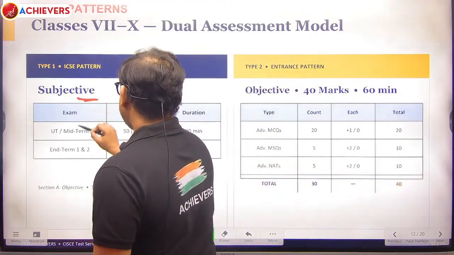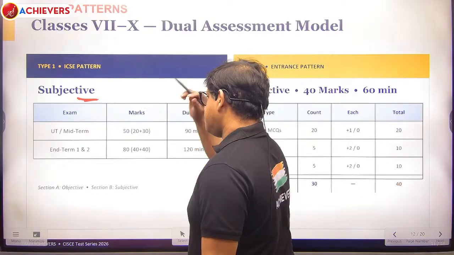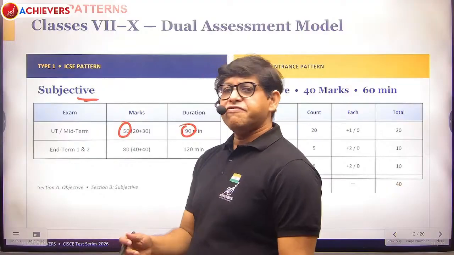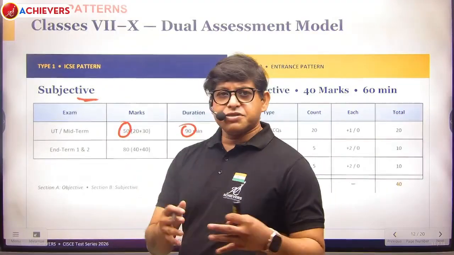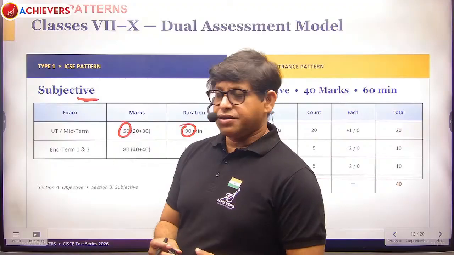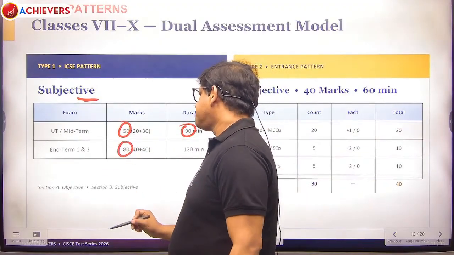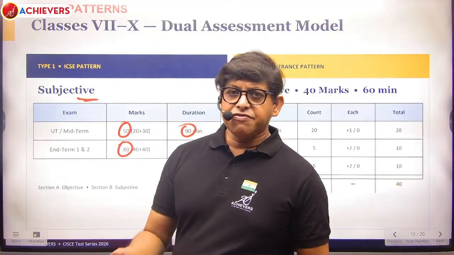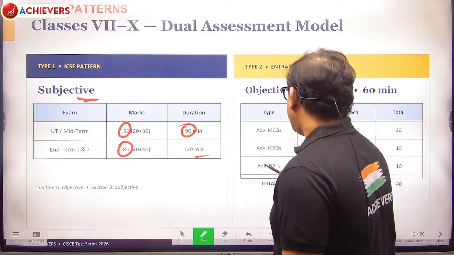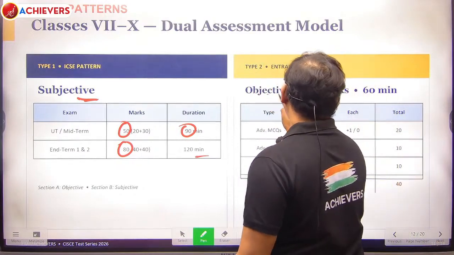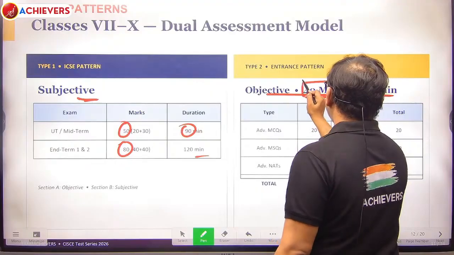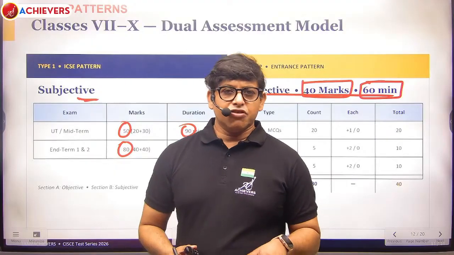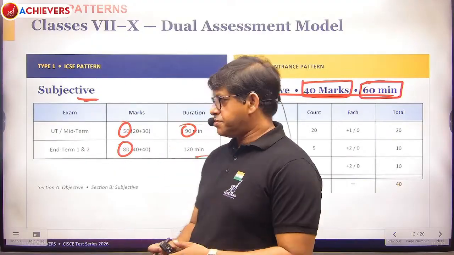For example, subjective and the UT, the midterm, that will have marks 50, duration will be given. Paper to paper, that will vary a little as per the CISE particular pattern. And in terms will have the full syllabus type examination, and before that, that will be a part syllabus type examination. And objective, that will be 40 marks objective every time, and 60 minutes will be the particular duration. It will have a very good collection of questions based on the NEET or JEE papers.